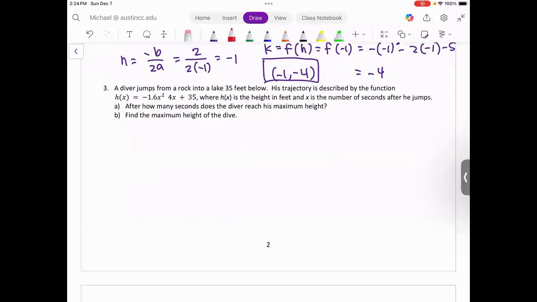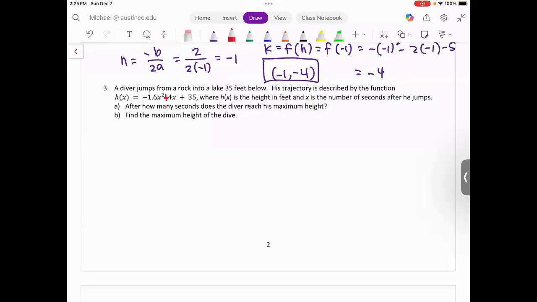A diver jumps from a rock into a lake 35 feet below. His trajectory is described by the function h of x equals -1.6x squared plus 4x plus 35, where h of x is the height in feet and x is the number of seconds after he jumps. After how many seconds does the diver reach his maximum height?